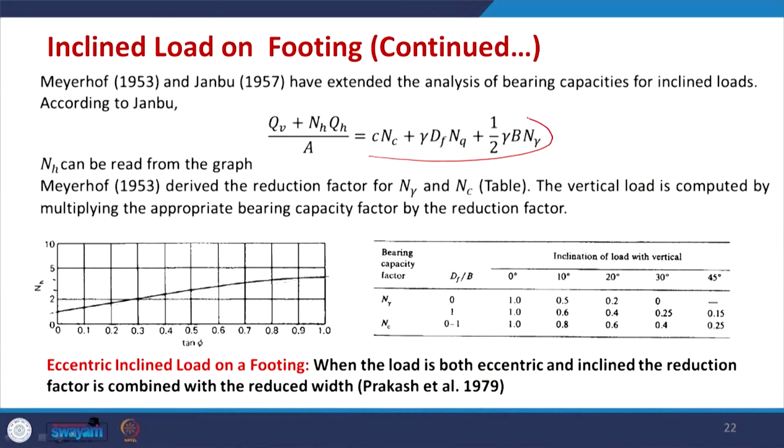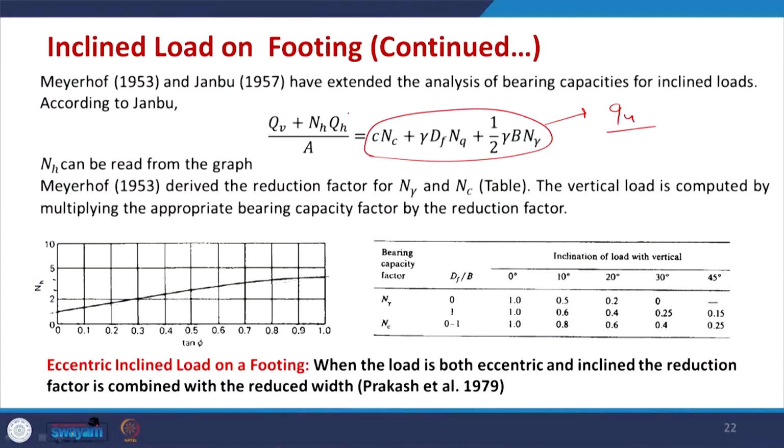And on the right-hand side, it is nothing but, in Terzaghi theory or the IS code, simply QU, the ultimate bearing capacity. So, this ultimate bearing capacity is equated with the total load divided by the area, where in case of load some component of the horizontal load is also contributing, and this component comes through NH into QH, okay. NH is a factor given by Maheshwari using this chart, depending on the value of phi.